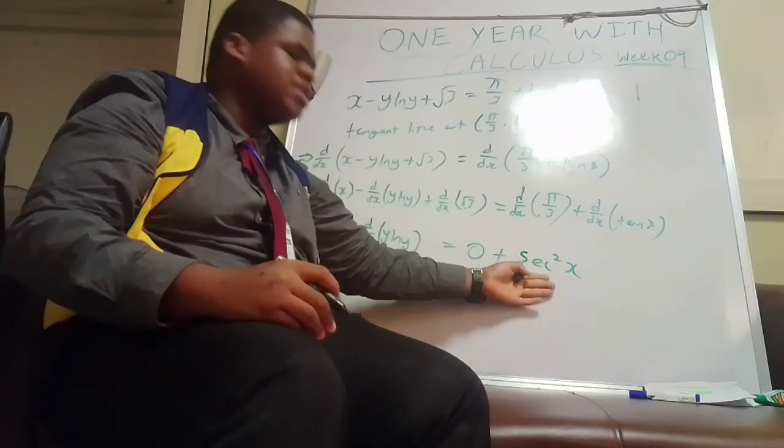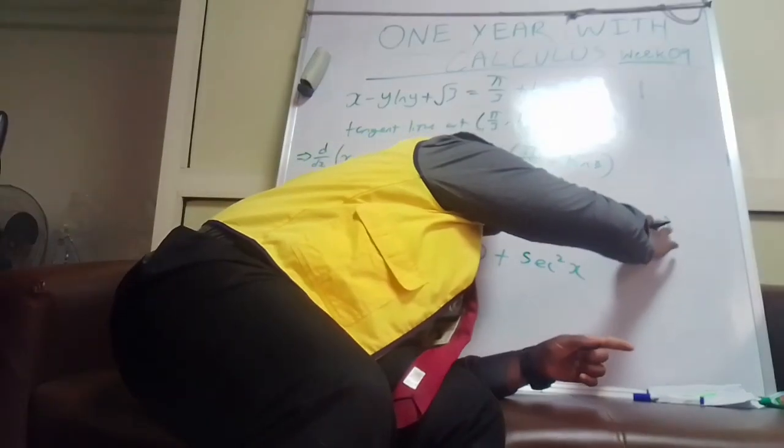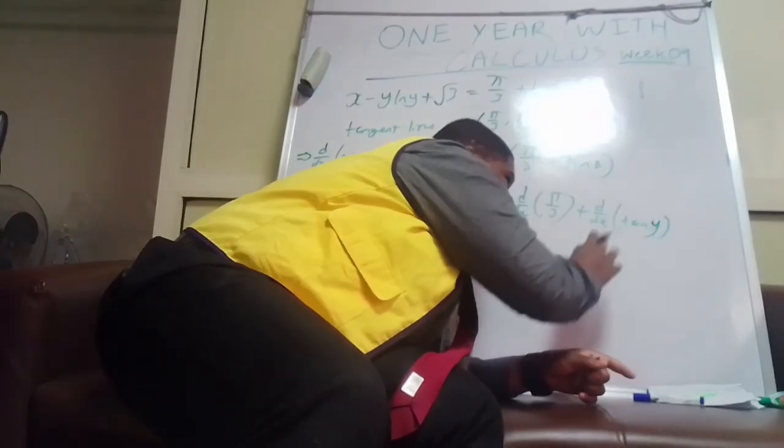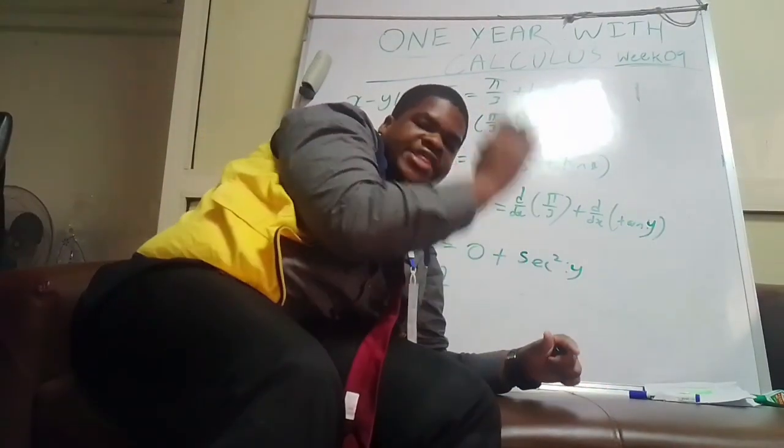That's why most times you just see it this way. You don't see the dx over dx. But if you add y here, this is just an assumption. This is not the question we are given. But if you add y here, after you have differentiated and you get sec square y, you are going to add dy dx behind it.